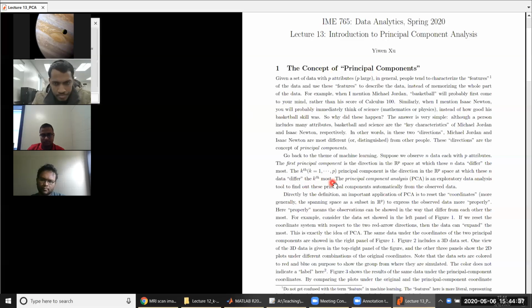Let's have a look at Isaac Newton, again. In which direction is Isaac Newton most distinguished from us? Science, right? Physics, mathematics. In this direction, he's most different from most regular people. And that's why he's defined in this direction. How about Messi? Same. Football, or soccer. He's most different from others. So these are the first principal component.